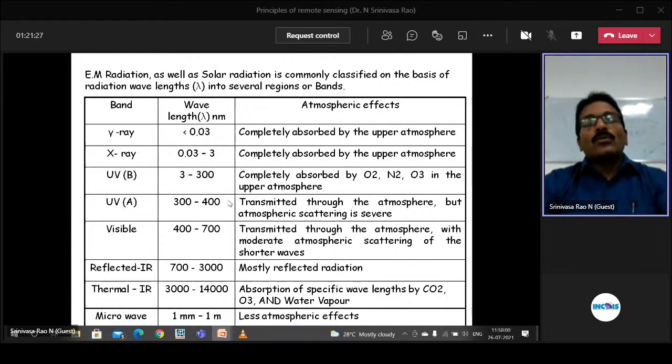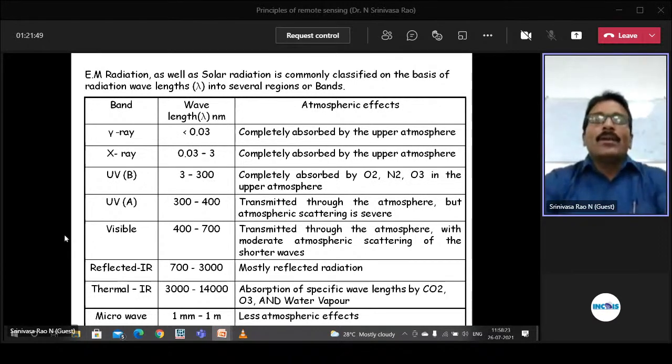Ultraviolet A, 300 to 400 nanometers, is transmitted through the atmosphere, but atmospheric scattering is severe. That means ultraviolet A rays, 300 to 400, are transmitted through the atmosphere, and atmospheric scattering is severe. What is this scattering? Later I am going to explain this. Just listen to that word, scattering, a new term.